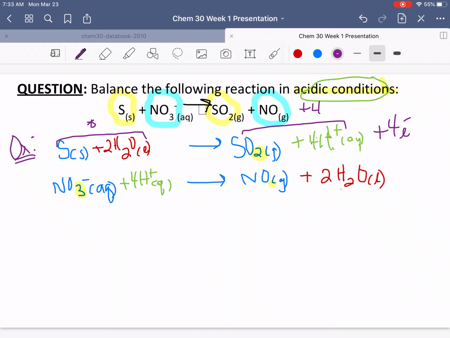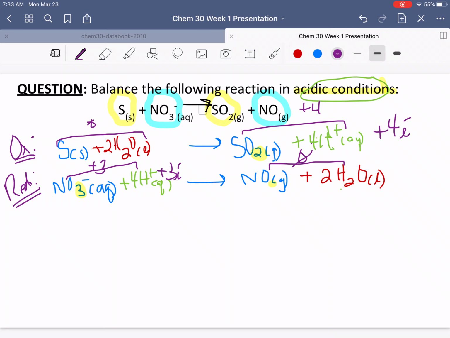The bottom one with nitrate is going to have to be gaining electrons. All right, look at total charge. On this side, my nitrate contributes negative 1. My hydrogens contribute positive 4. Negative 1 plus positive 4, we have a total of positive 3 on this side. Check it out on this side. We've got a total of 0. Okay, so how do I get positive 3 to 0? I add 3 electrons. All right. Indeed, it gained electrons. It's reduction.